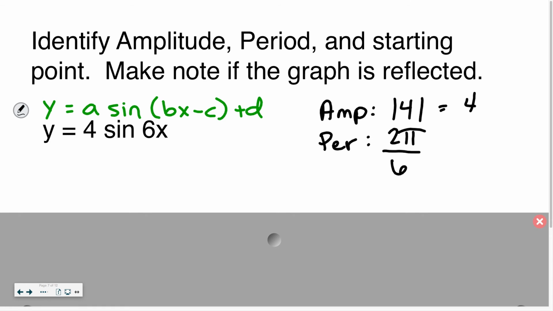Reduce it. 2/6 is really 1/3, right? We want it to be reduced nicely. So this is pi over 3. Okay. Now I'm going to demonstrate what that would mean visually.